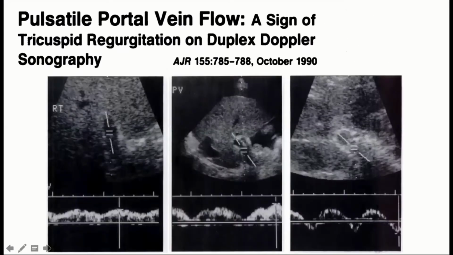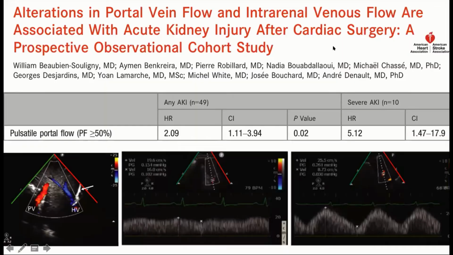And now the first time that pulsatile portal flow was described in patients with heart failure was actually in patients with tricuspid regurgitation. And this was back in 1990, and it was published in a radiology journal. So this was mostly an interesting radiological finding that the radiologists found in patients with heart failure. However, it took us almost 30 years to start using this tool at the bedside.